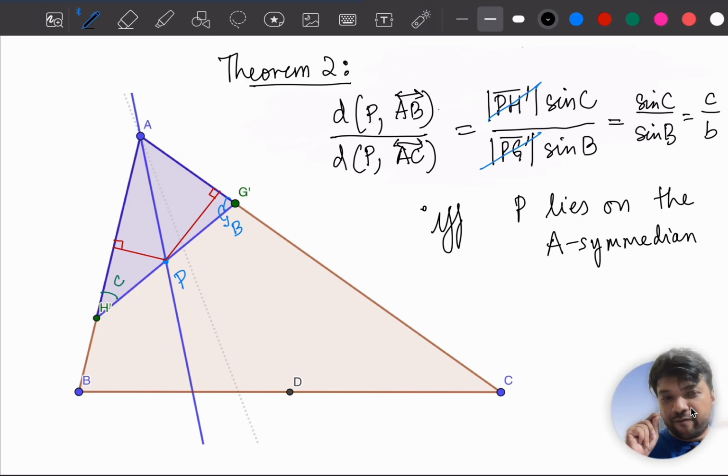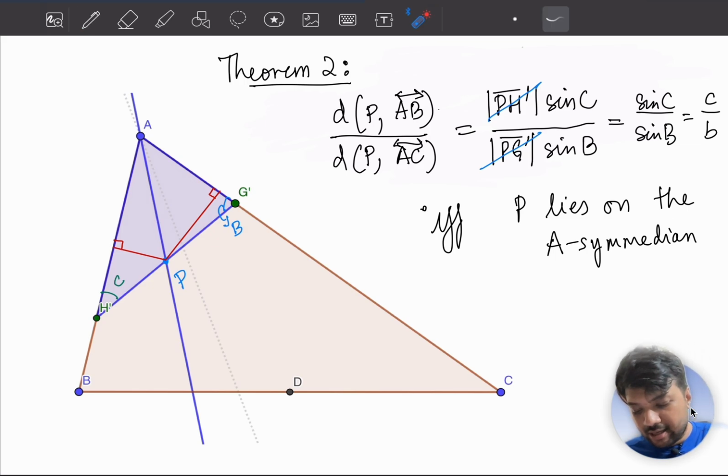Okay, so if you want to check whether a point P lies on the A-symmedian, all you have to check is whether the ratio of the perpendicular distances is the ratio of the sides, okay, the corresponding sides. Notice that this side C is essentially this line segment and B is basically the length of this line segment, okay. Now the converse really follows from the fact that the locus of ratio of perpendicular distances uniquely determines a line, okay. All right, so now we have basically another characterization of the Symmedian, and that is in terms of ratio of distances.